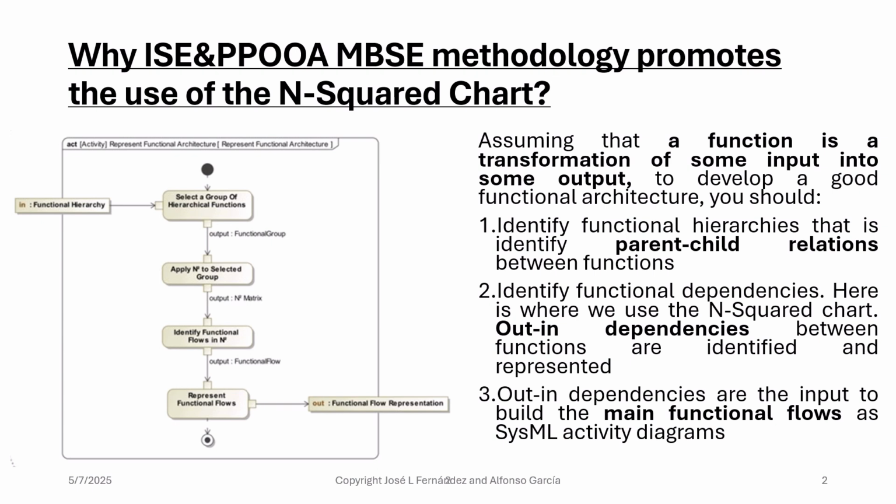In the second step, an n-square chart is constructed where the functions and their functional interfaces are represented. That is, the exchanges of matter, energy, or data. And the third step, which is what we are going to explain in this video, we build the functional flows using activity diagrams in SysML and using the n-square chart as information on functional dependencies, as well as using engineering criteria that we will see in the next slide.